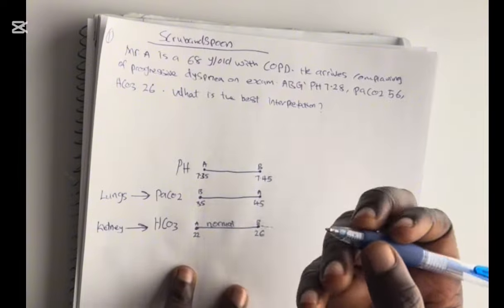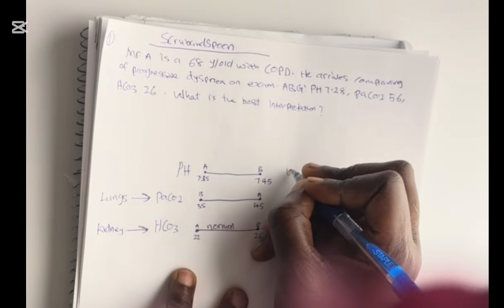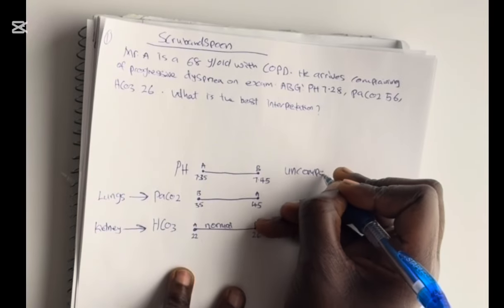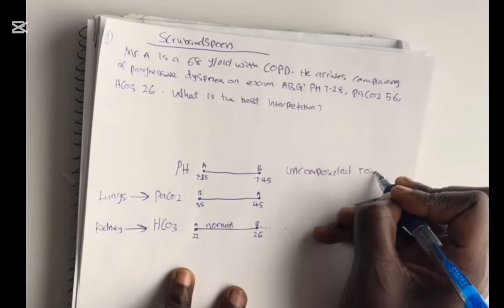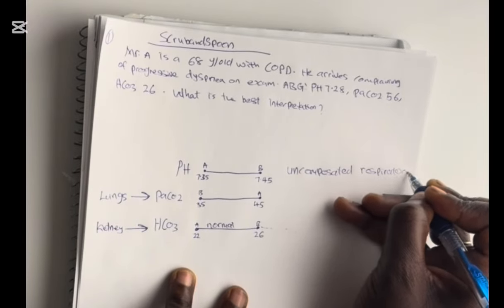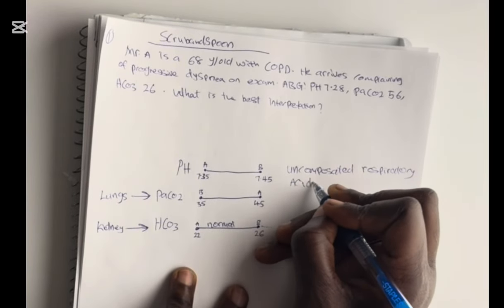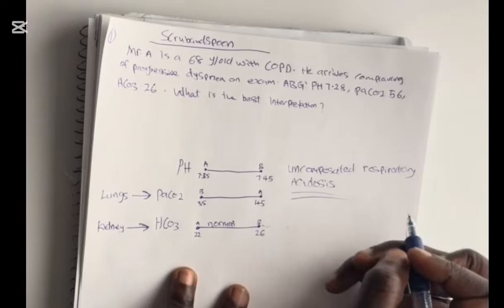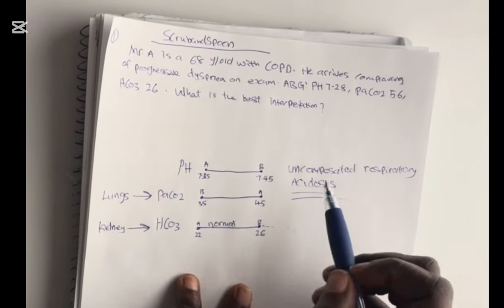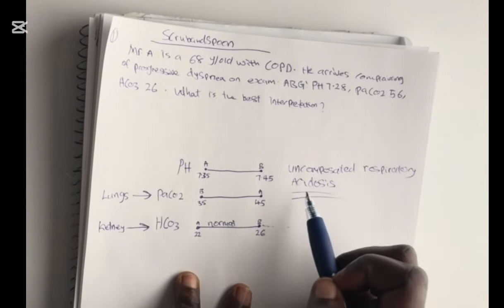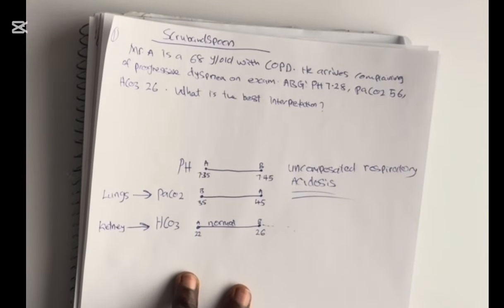So what we have is uncompensated respiratory acidosis, because the kidney is normal and it's not trying to help. That's why we have uncompensated respiratory acidosis. The kidney is not trying to help.